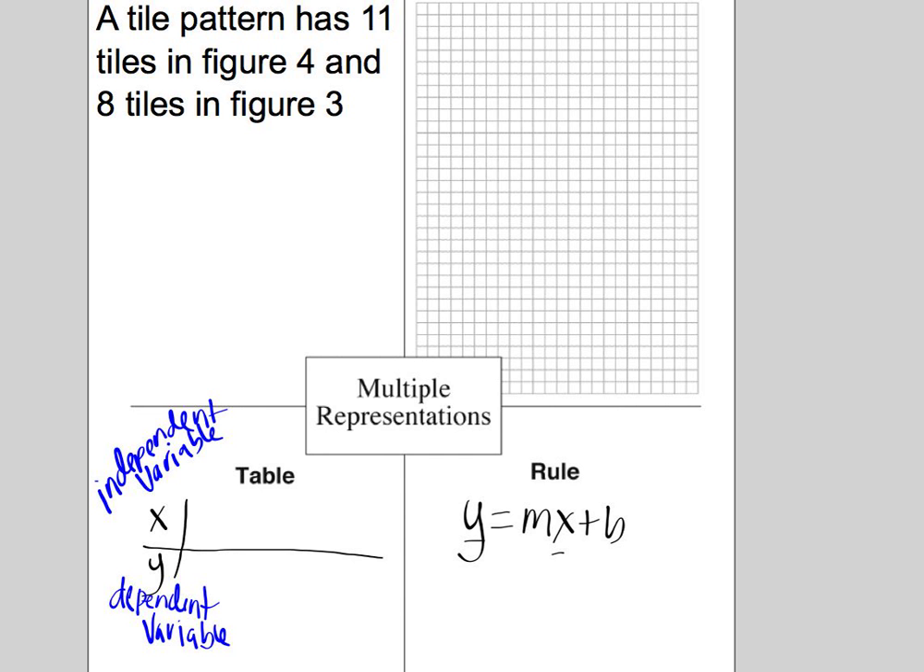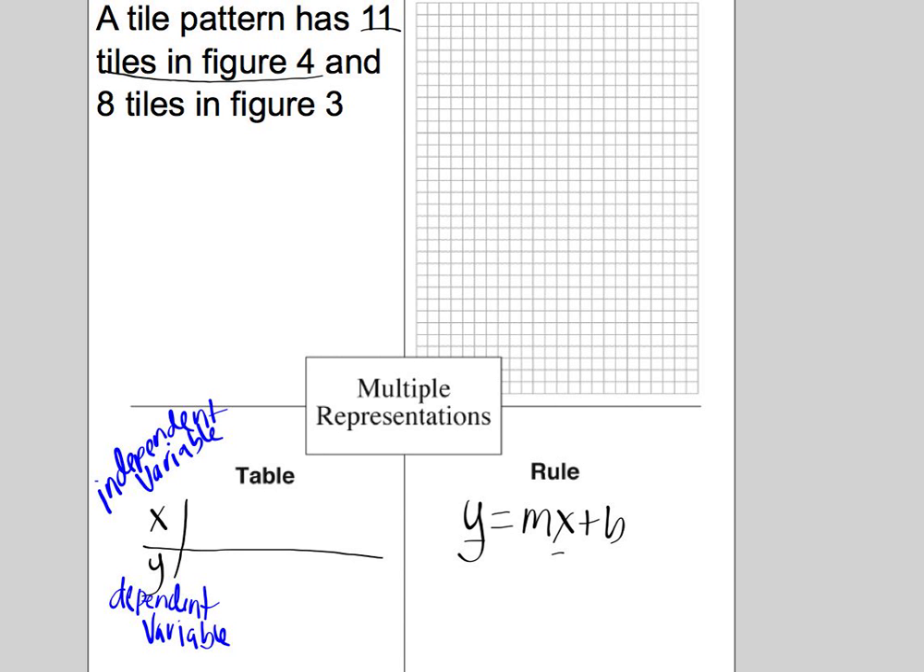So let's finish up this table and add the values that we have. We have 11 tiles in figure 4. So we've got to remember which one's the independent, which one's dependent. We think about it in two ways. First of all, we can read it. Is the number of tiles dependent on the figure, or is the figure dependent on the number of tiles? In this case, the first statement is true. The tiles in the figure are dependent on what figure number we are. The bigger the figure number, maybe there'll be more tiles, depending on the rule.